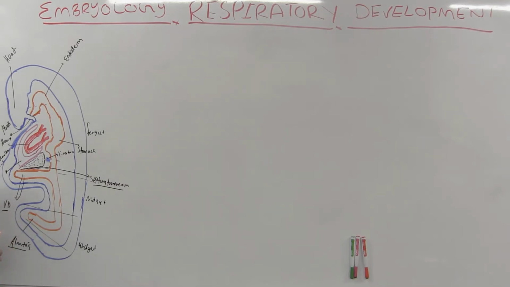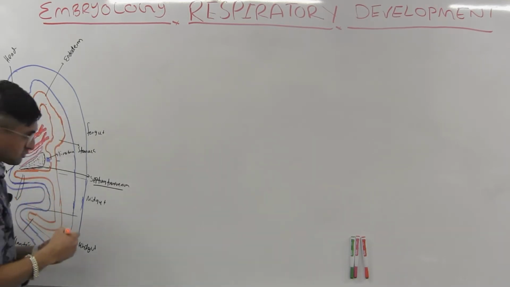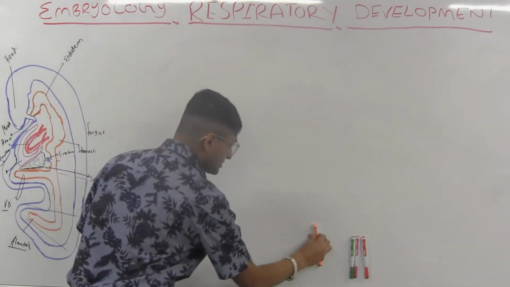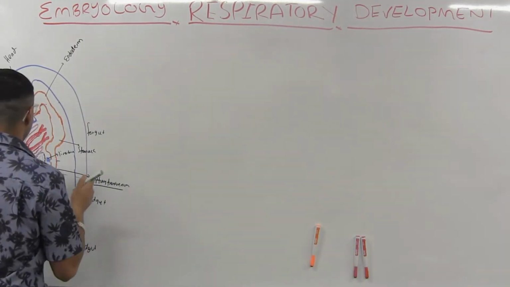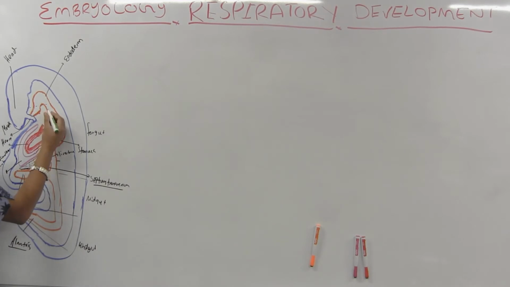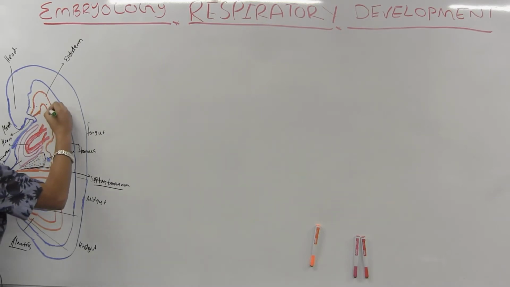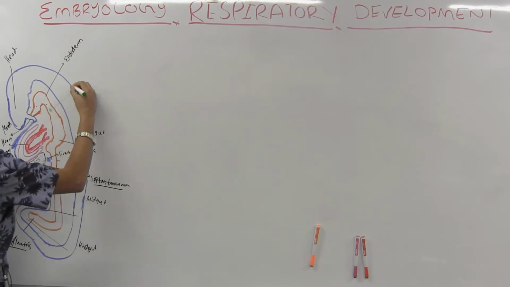Around the 4th week of development, there will be a median outgrowth, which you can see in this area. Let me use green to show it. Some of the cells from the endoderm start appearing here, and these cells we call the median outgrowth.